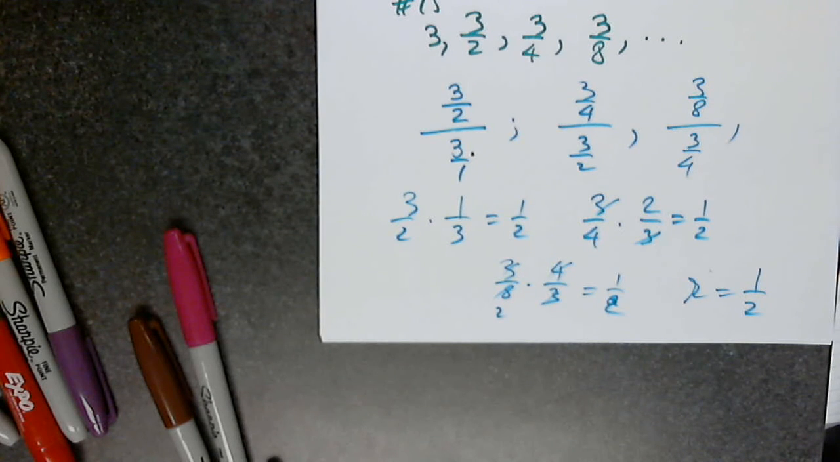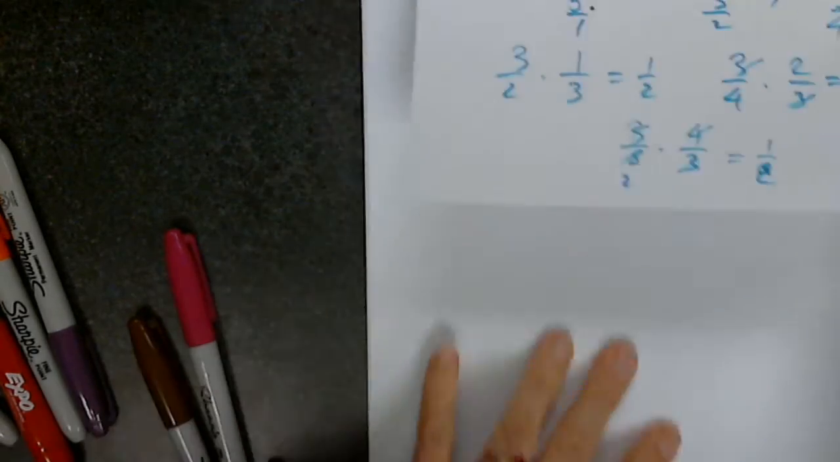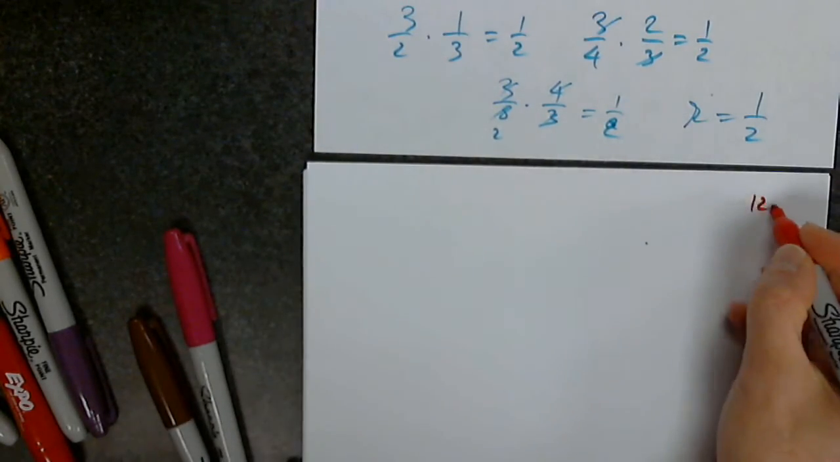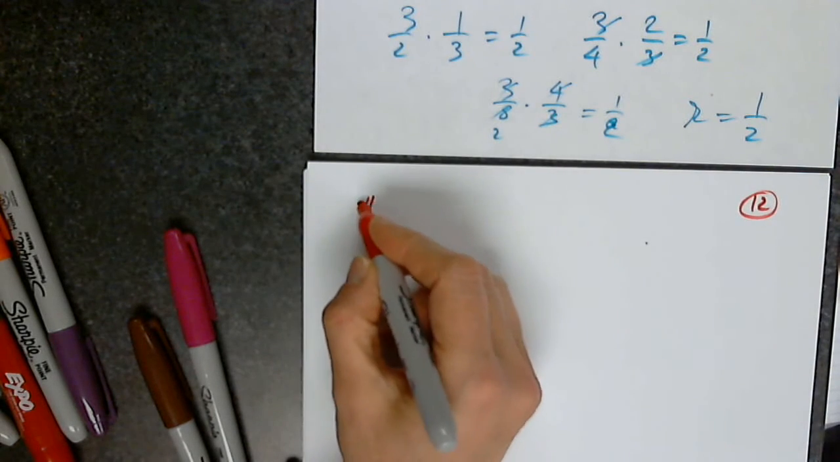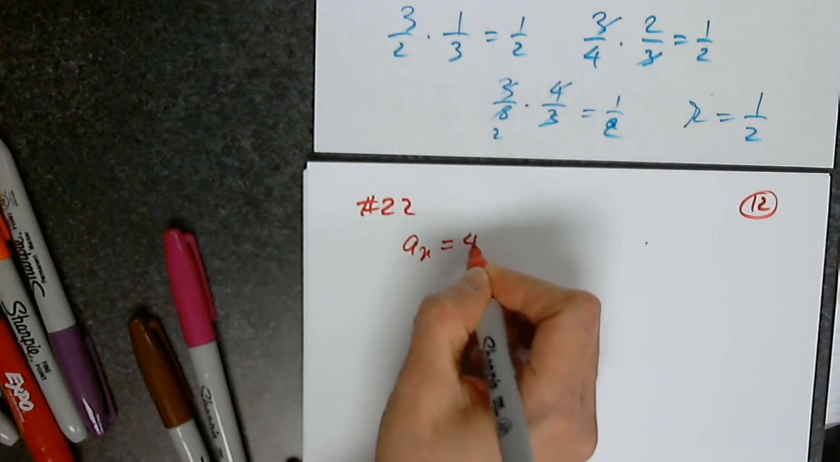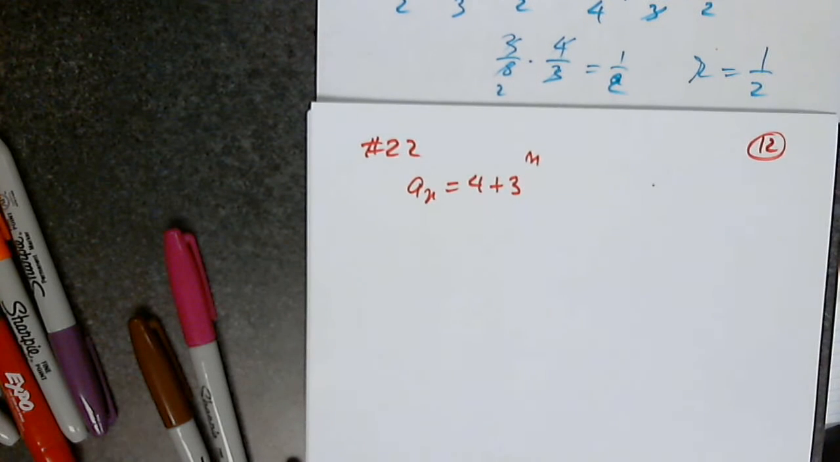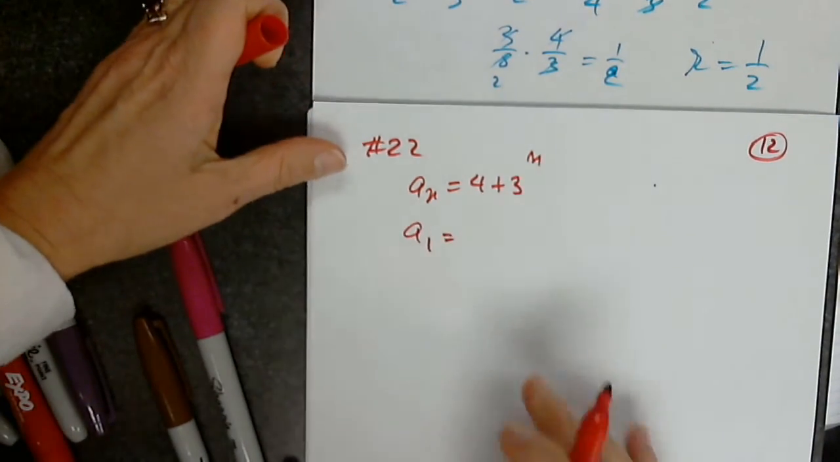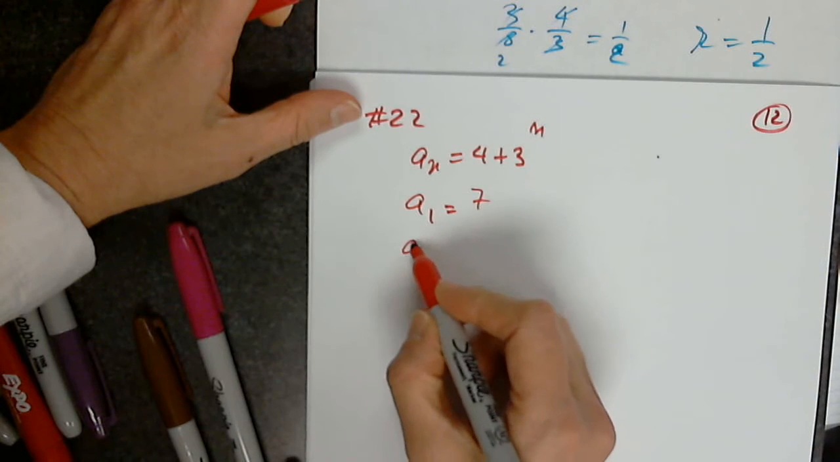Find the first 5 terms of the sequence and determine whether it is geometric. Okay, so let's look at 22. A(n) equals 4 plus 3 to the n. If it is geometric, find the common ratio and express the nth term, blah, blah, blah. So it says find the first 5 terms. So how much is A1? 7. Good. How much is A2?